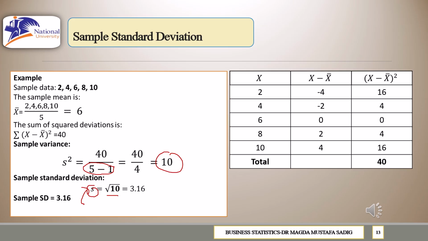And then we will take the square root of 10, because the standard deviation equals the square root of variance. So it will be 3.16. Therefore, the sample standard deviation is approximately 3.16. Notice that the sample standard deviation is larger than the population standard deviation in this example, and this occurs because the sample calculation uses n-1 in the denominator.